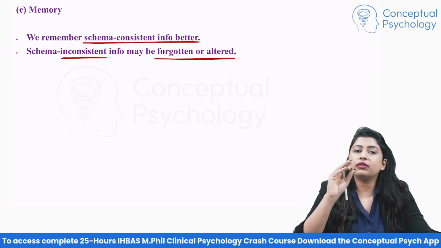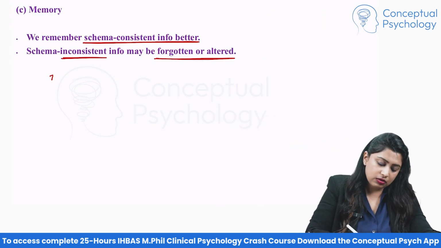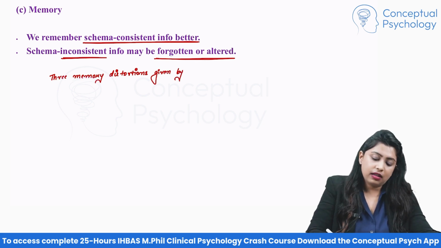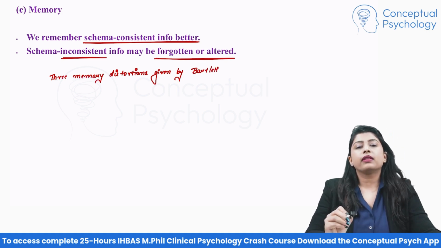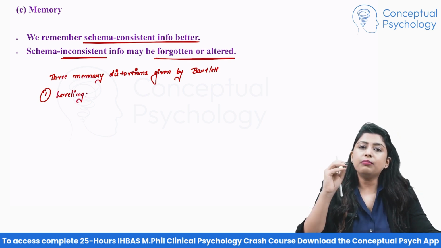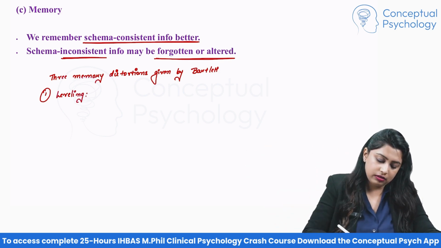So you have to remember three memory distortions which were given by Bartlett, because this is important from your entrance exams point of view. The first is leveling. What is that? That the unimportant or the less important details are dropped and the story becomes simpler, right?